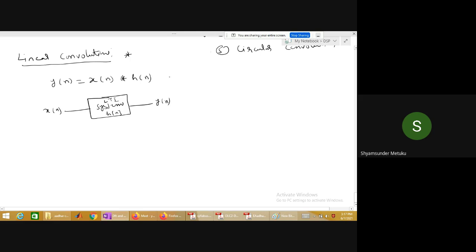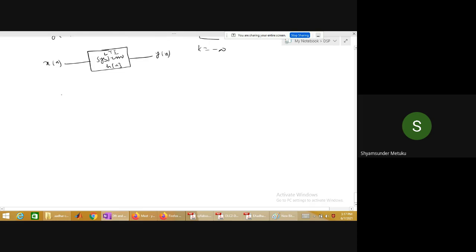Strictly speaking, the calculation for this is given by the expression: summation of x of k h of n minus k, where k varies from minus infinity to infinity. I'll tell you what it means. To perform y of n, symbolically it is represented by x of n convolved with h of n, which strictly speaking is x of k h of n minus k. Before you understand this, I just wanted to tell you the procedure, the steps for finding the convolution.